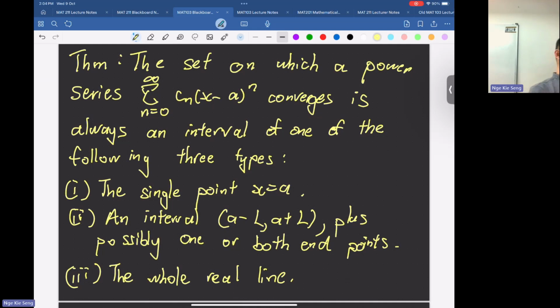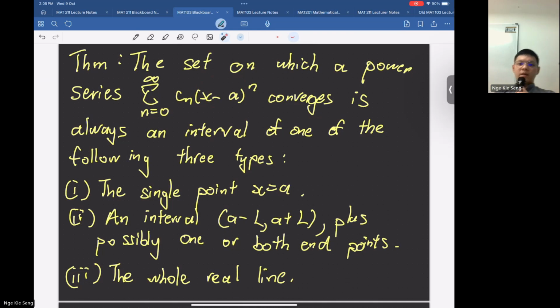Okay, sorry, I think we should restart. Last time we stopped at this theorem here. If we have a power series in the form of the sum of c_n times (x minus a) to the power n, then this series converges at one of these three types of interval.